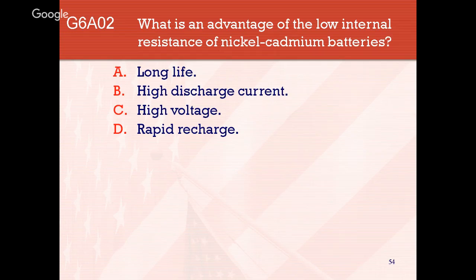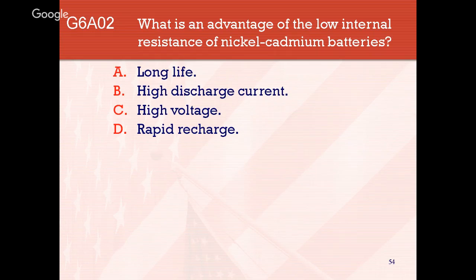What is an advantage of the low internal resistance of NiCad batteries? I have to think a bit about this, because one thing about NiCad batteries is that they will provide as much of full voltage as possible. It doesn't just decrease gradually. It does to a degree, but a NiCad battery will continue to provide as much of the maximum voltage as it possibly can. This is why it has a memory effect.